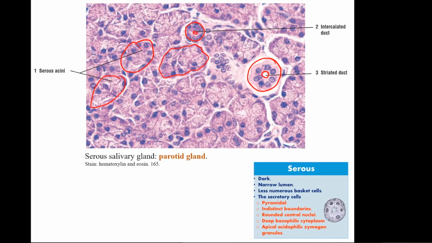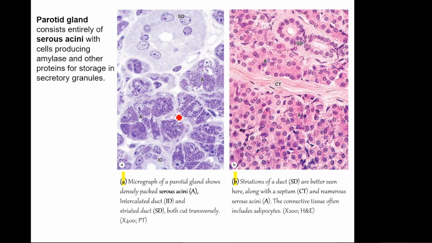Let me show you also here. These are the acini, look at the nuclei. Somebody can ask, why is it not like here, like the parotid? Yes, because it depends on the level of the section, right? But you can see here is the striated duct, which has a wide lumen.